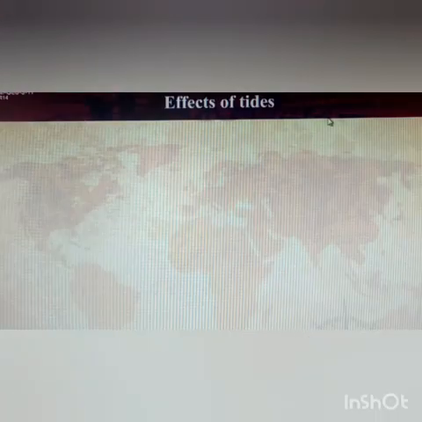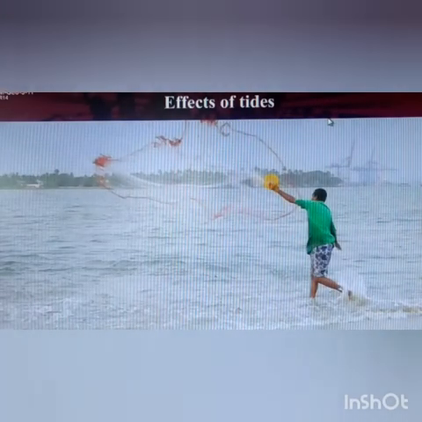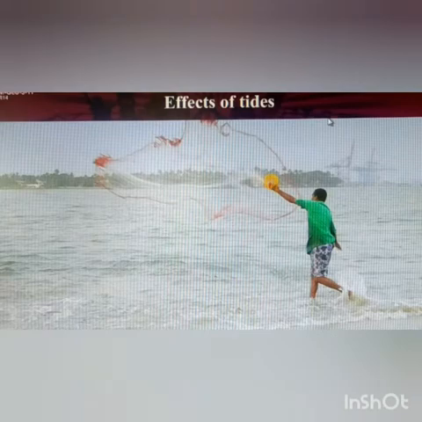Now let us see what happens because of the tides, that is the effects of tides. Fishing activity can be done. So it helps the fishing activity. How? Because the fish move towards the creek. Creek means a narrow waterway. So it becomes easy for a fisherman to go for the fishing activity. This is the first effect.